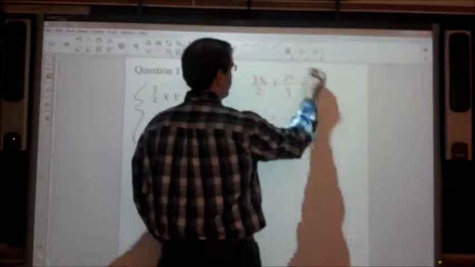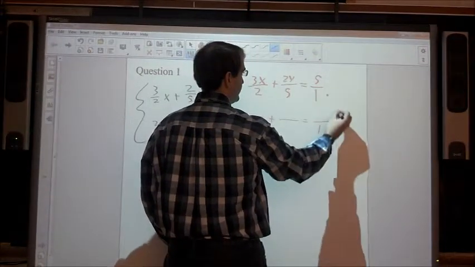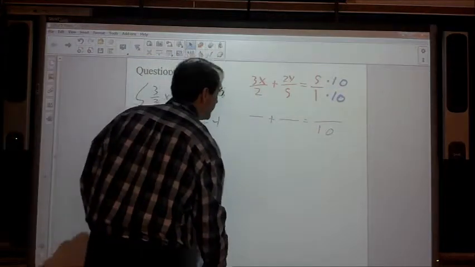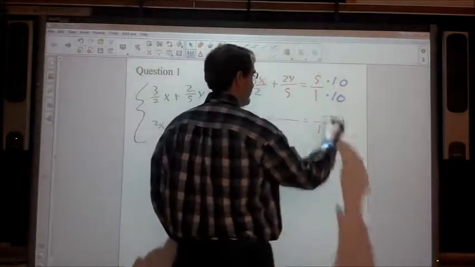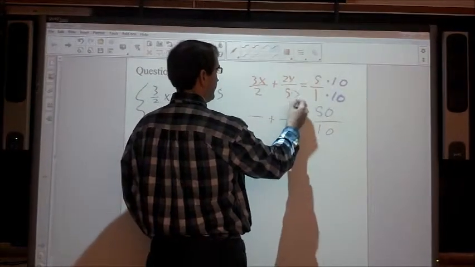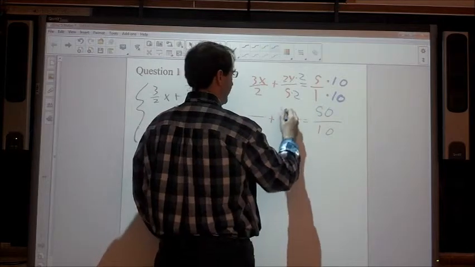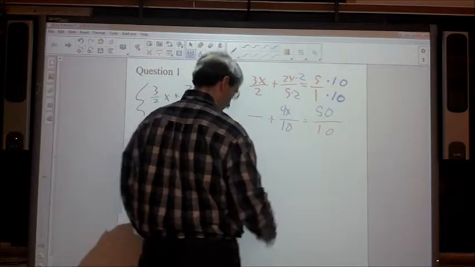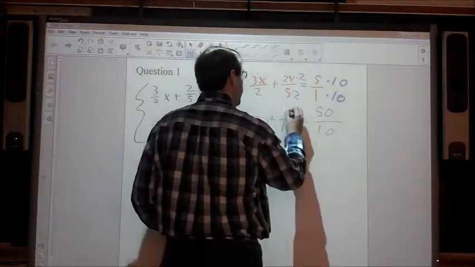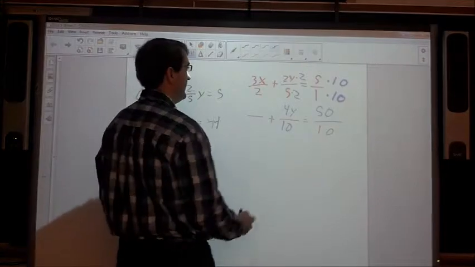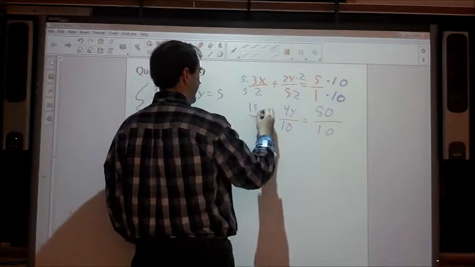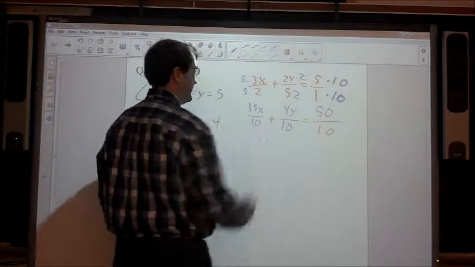So, over here, we'll do this in blue, we've got to multiply top and bottom by 10. In order to get that 10 down there in the denominator, we have to multiply the top by 10 as well. So that gives me 50. Here, I need to multiply by 2, so the top gets multiplied by 2. So I get 4y over 10. And then same thing here, that gets multiplied by 5, so the top gets multiplied by 5, so I have 15x over 10 there.